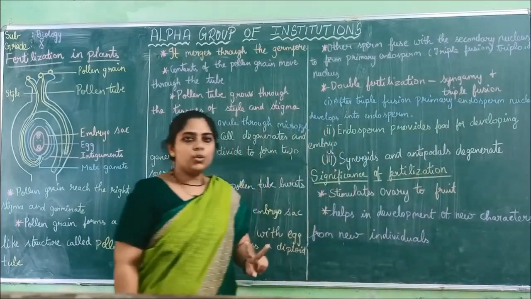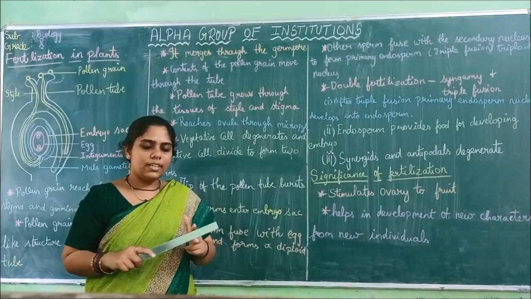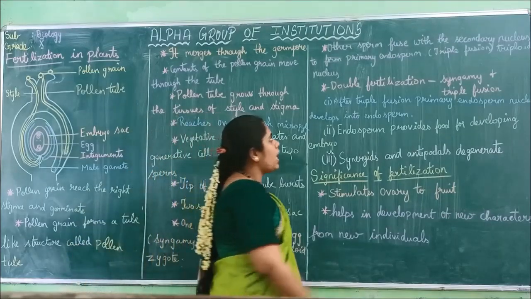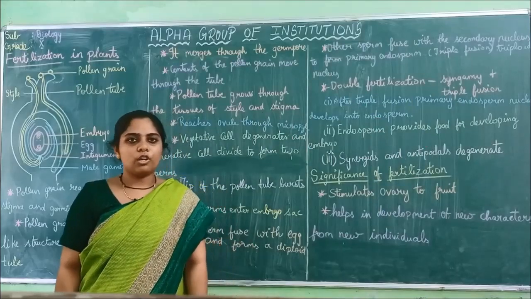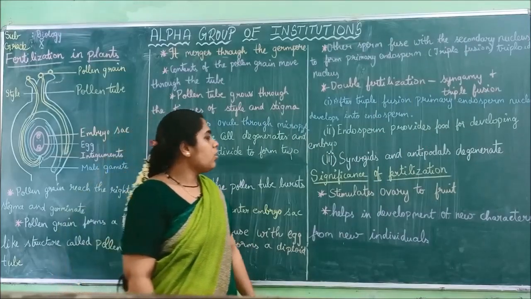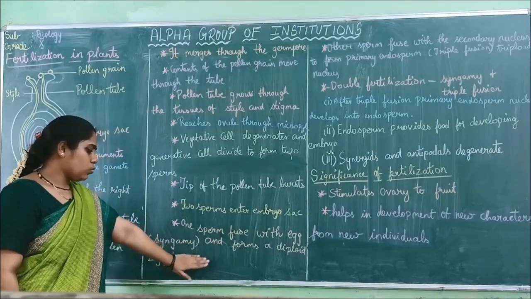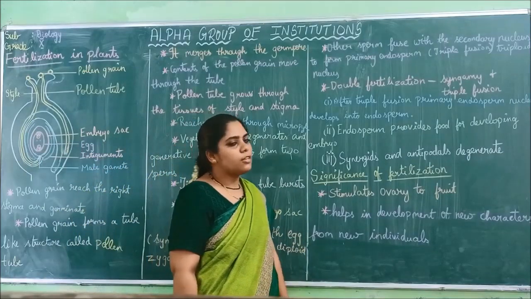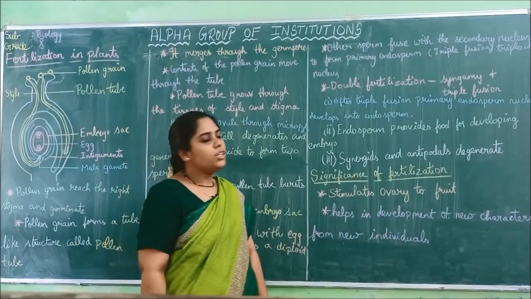Why? It means two secondary nuclei are present, and to that a sperm is added. So it is known as triple fusion. Triple fusion will give a triploid nucleus, a 3N nucleus. So the first sperm goes and fertilizes the egg and forms a 2N zygote, and the other one goes and fuses with the secondary nucleus and forms a triploid nucleus.